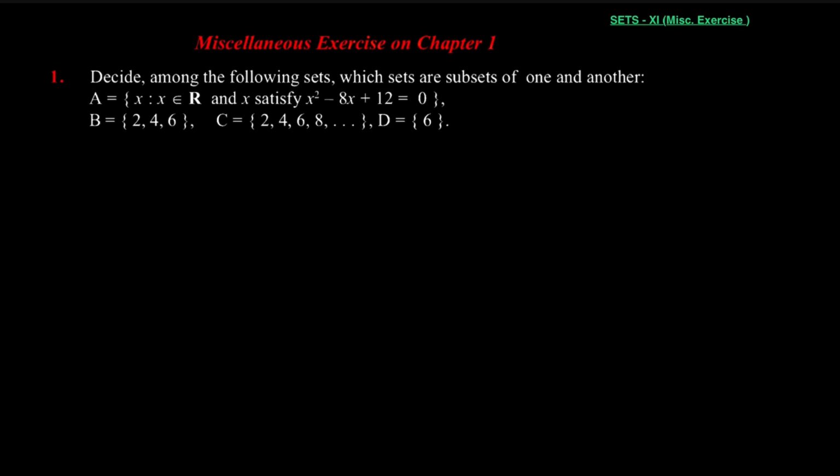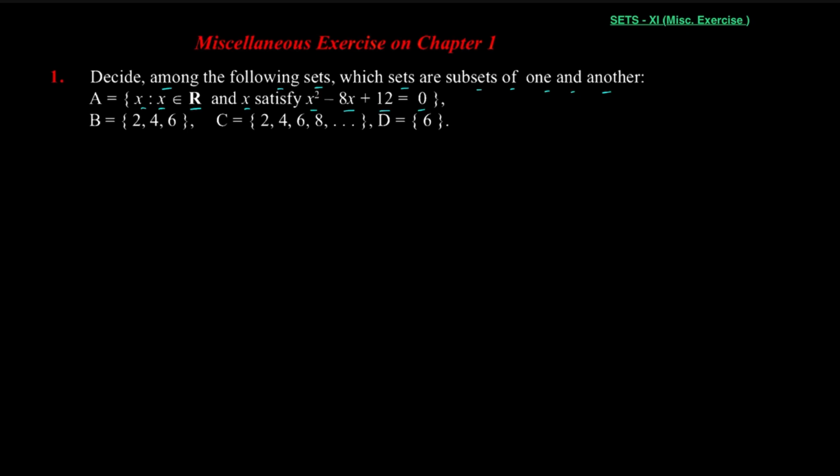So today in this video we are going to attempt a miscellaneous exercise on chapter 1, that is sets of class 11th CBSE mathematics. The question is, decide among the following sets which sets are the subsets of one another. So here we are given set A, where x is a member of real numbers and x satisfies x squared minus 8x plus 12 equal to 0.